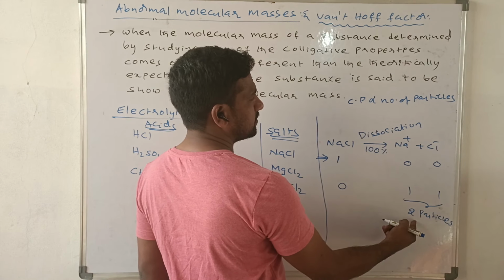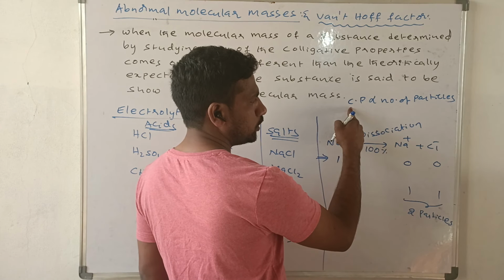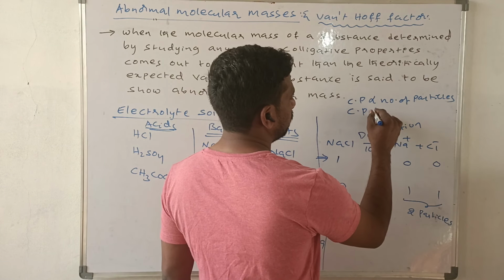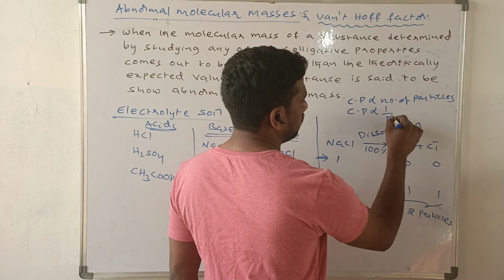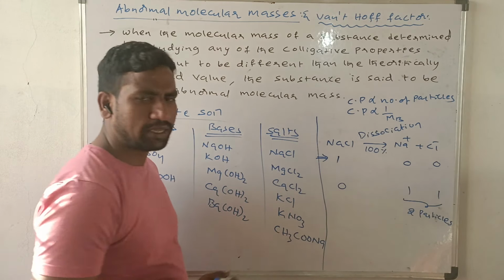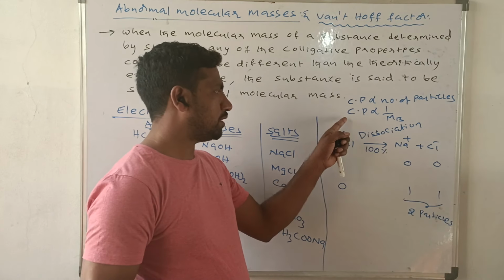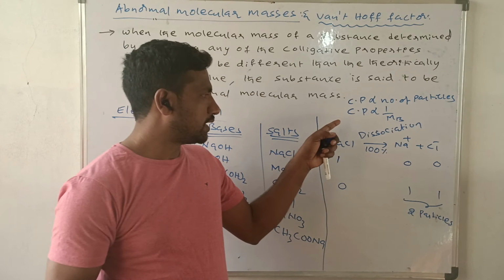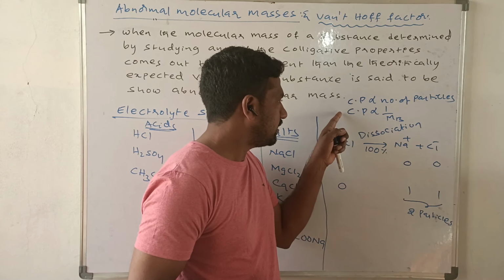Whenever the number of particles increases, definitely the colligative property increases. The colligative property increases, and the molecular mass of the solute decreases. Why? Because they are inversely related. So there is an effect.